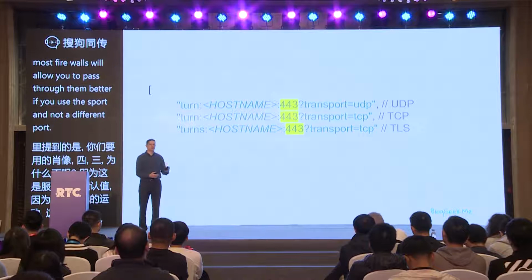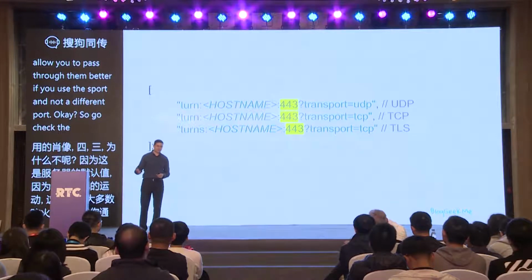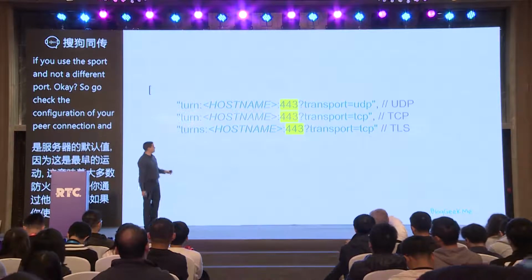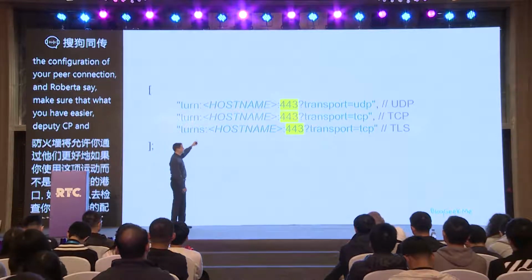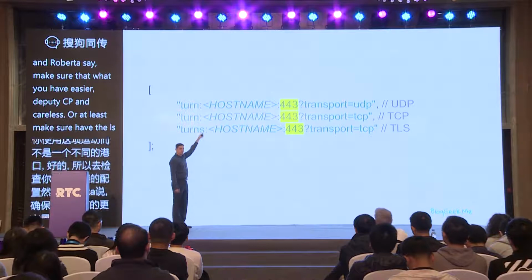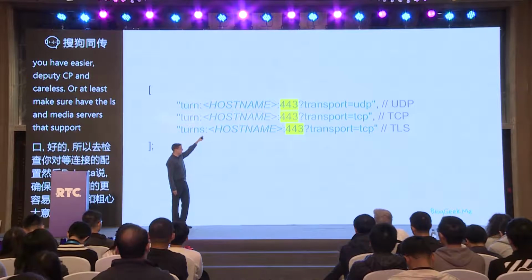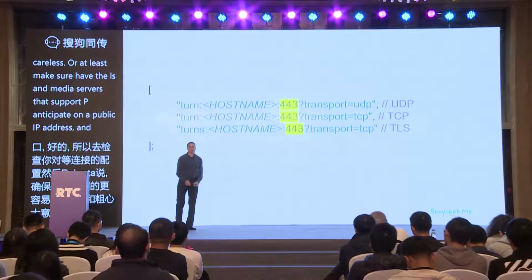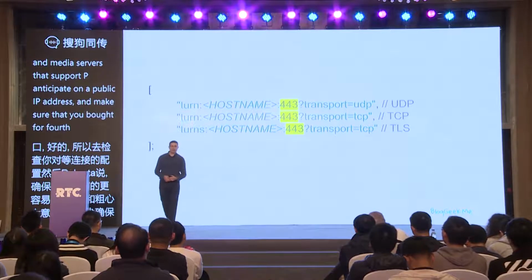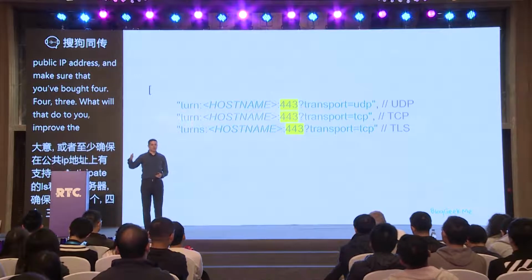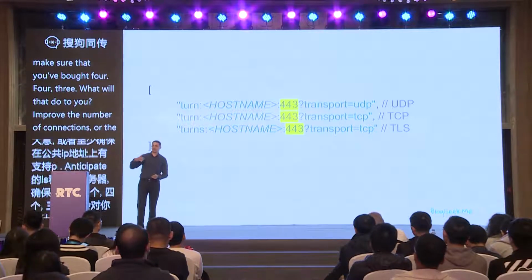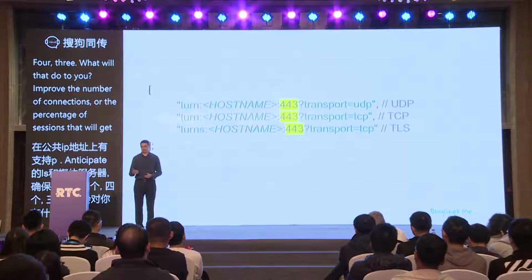Okay, so go check the configuration of your peer connection in WebRTC. Make sure that what you have is UDP, TCP, and TLS. Or at least make sure you have TLS and media servers that support UDP and TCP on a public IP address. And make sure that you use port 443. What will that do for you? Improve the number of connections, or the percentage of sessions that will get connected in your application, which is a good thing.